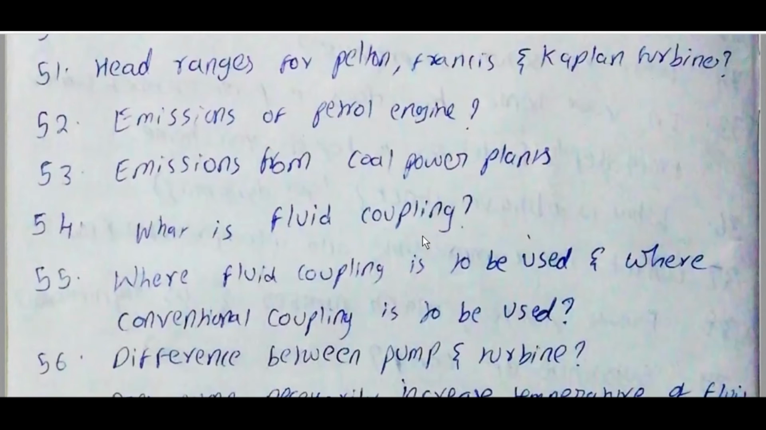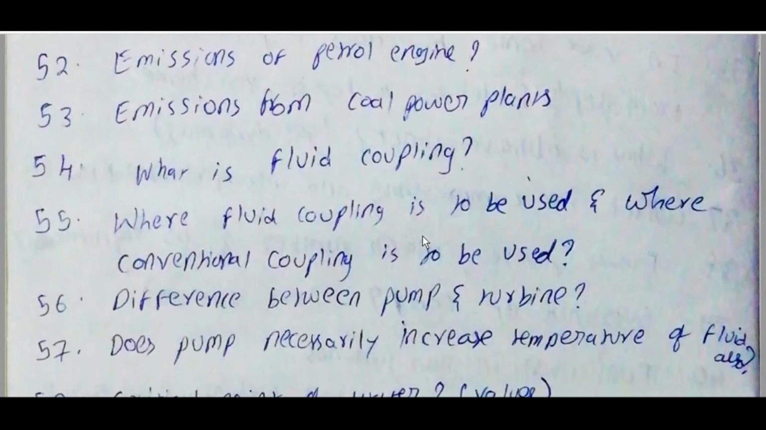Emissions from a coal-based thermal power plant. Gaseous emissions: CO2, CO, SOx, NOx. Particulate emissions: fine particles like dust and smoke. Trace elements: mercury, cadmium, lead.